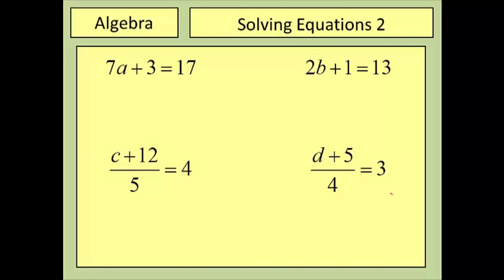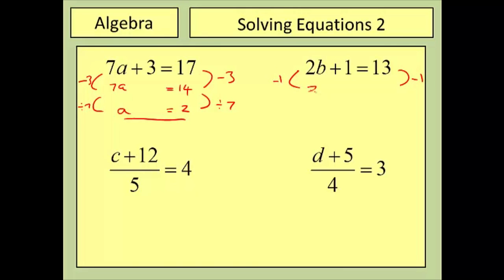Okay, so in this first one I have 7a plus 3. I'm going to subtract 3 from both sides, leaving me with 7a equals 17 take away 3, 14, and then I'm going to divide both sides by 7, leaving me with a equal to 2. In this example, I'm going to subtract 1 from both sides, leaving me with 2b equals 12, and then divide both sides by 2, leaving me b equals 6.